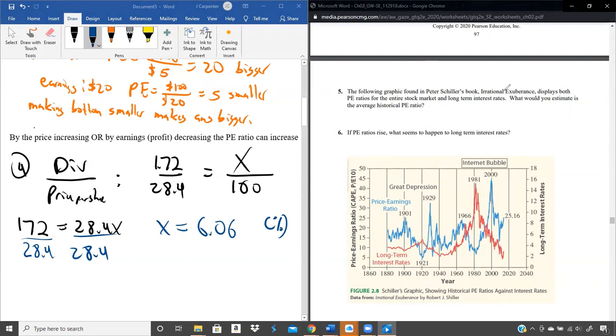Anyways, point of the problem. What would you estimate is the average historical PE ratio? We're not even looking at the red thing, we're just looking at the blue thing. Ignore the red thing.